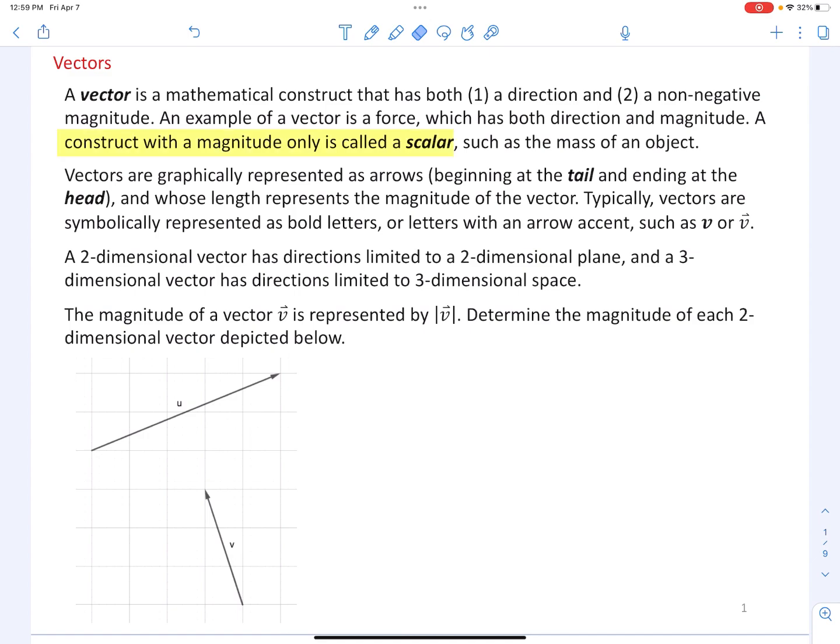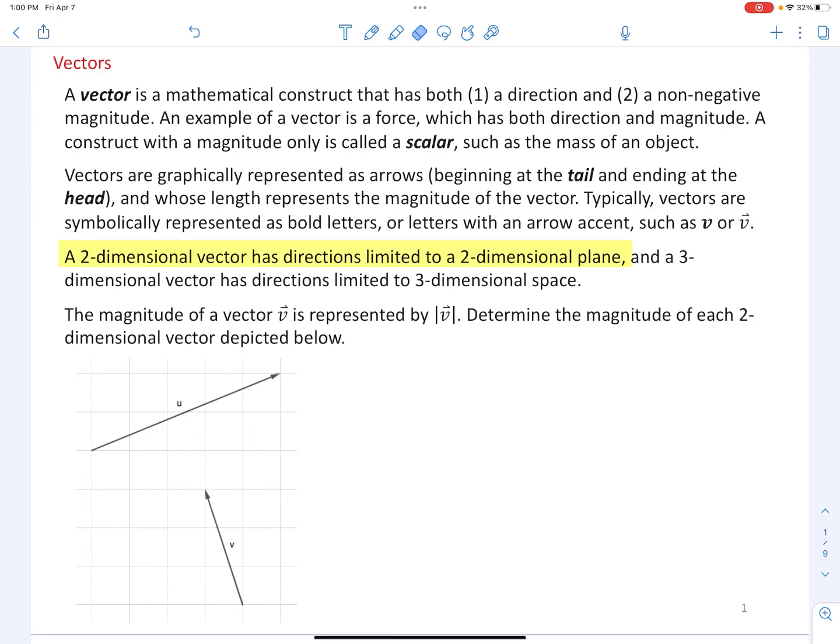A mathematical construct with a magnitude only is called a scalar, and think of something like the mass of an object. You can measure the mass of an object and give it a magnitude, but it doesn't necessarily have any particular direction. Now, vectors are graphically represented as arrows, beginning at the tail and ending at the head, or sometimes people simply say the starting point and ending point, and whose length represents the magnitude of the vector. Typically, vectors are symbolically represented as bold letters or letters with an arrow accent, such as this bold V or this V with an arrow above it.